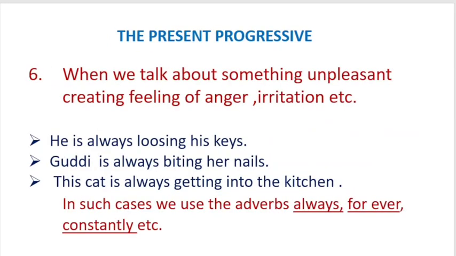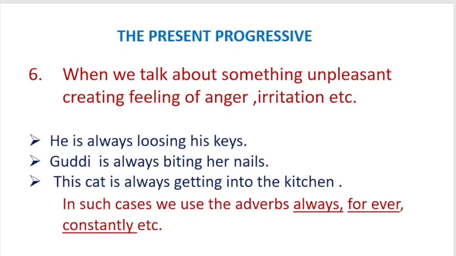Next, and the last use of the present progressive form, when we talk about something unpleasant, creating a feeling of anger, irritation, etc. For example, he is always losing his keys. Always losing keys is very unpleasant, creating irritation. That's why we have used the present progressive form in this sentence.